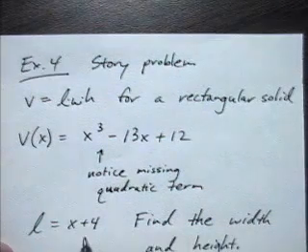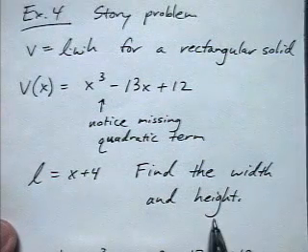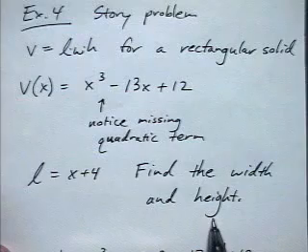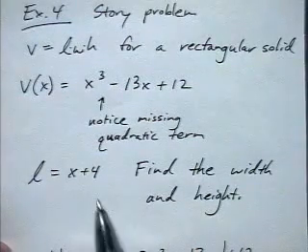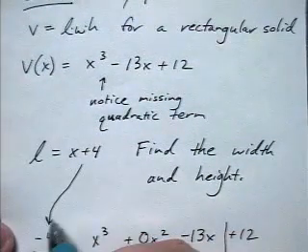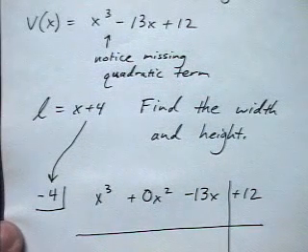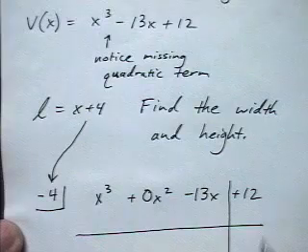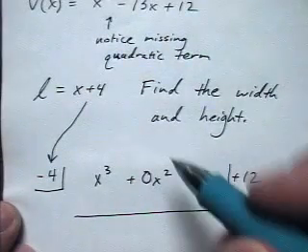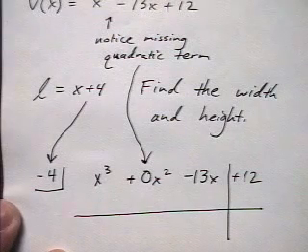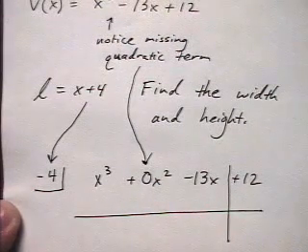Well, they tell me that the length is equal to x plus 4, and they ask me to find the width and the height. Well, the only way I'm going to be able to do this is to divide. So I take the 0 that comes from x plus 4, which is minus 4, and I'm going to use synthetic division. Notice here the missing term came into play. I had to include a 0.